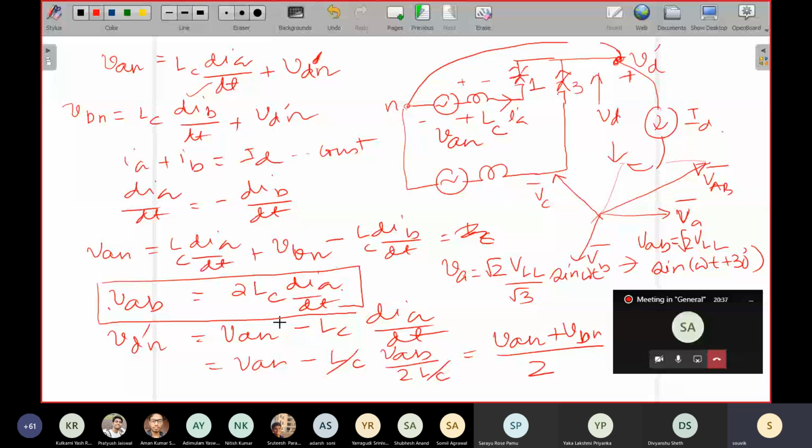This is a very clean expression. The only thing is the leakage inductance of the line is to be known. Let us say we know this by some experiment. We have pre-calculated this value LC, and we now need to know the expression of the current IA. So we will do this in the next page.